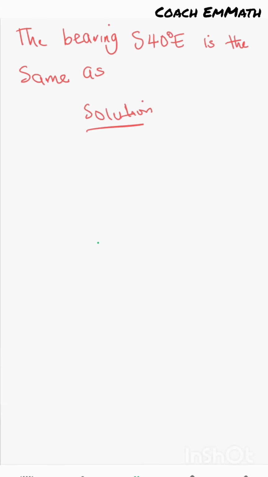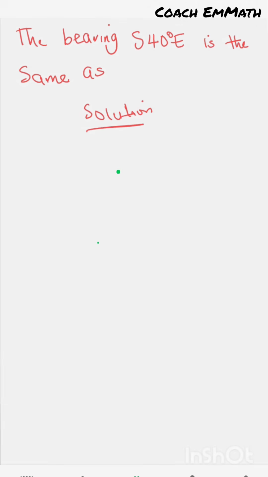Before I go ahead to solve this, it's important to know that when you see 40 degrees south to the east, or south 40 degrees east, it is simply what we call a compass bearing. When you are asked to find the equivalent of it, it is most likely going to be for you to change it from a compass bearing to a three-figure bearing. So I'm going to be showing you how that is done.